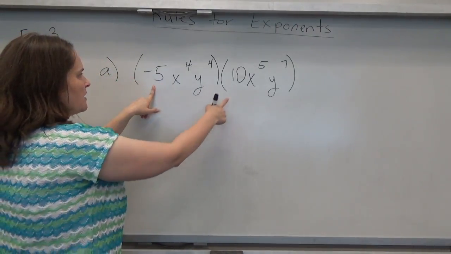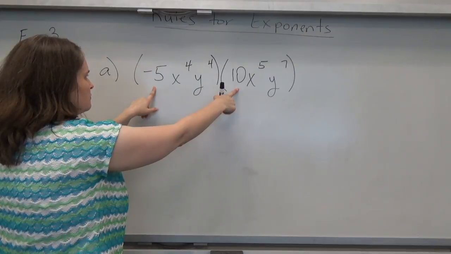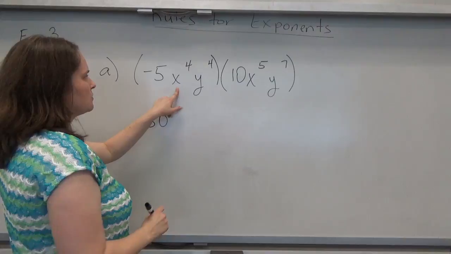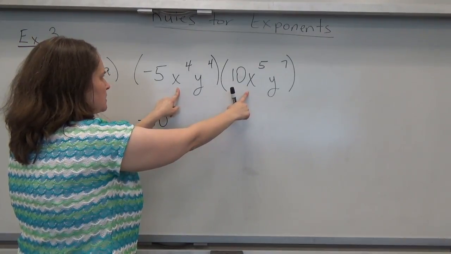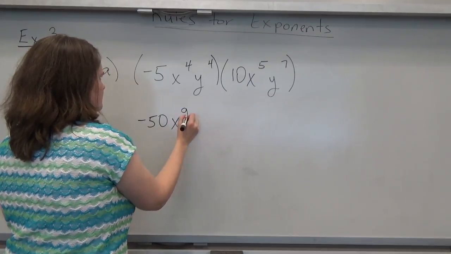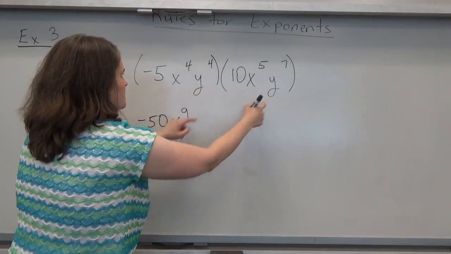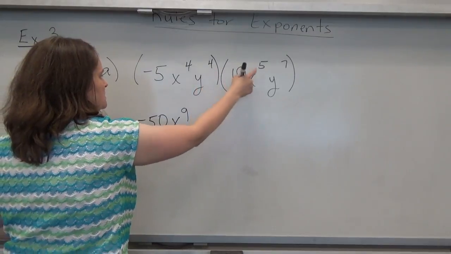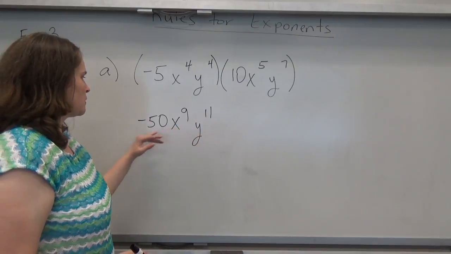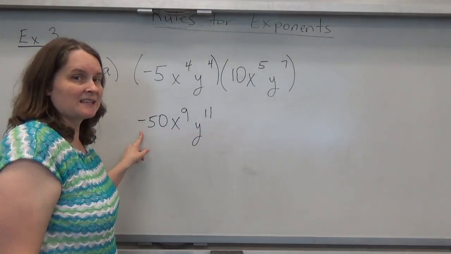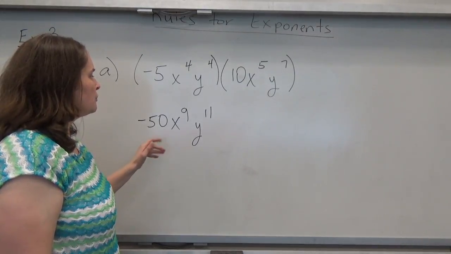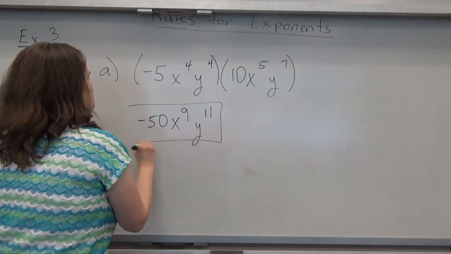So you're going to do negative 5 times 10 is going to be negative 50. x to the 4th times x to the 5th, keep the common base, add the exponents, x to the 9th. y to the 4th times y to the 7th is going to be y, add 4 and 7, you get 11. And that's it. There are no negative exponents. Yes, there's a negative coefficient, but that's okay because it's not an exponent. There are no bases appearing more than once, so that's our answer.